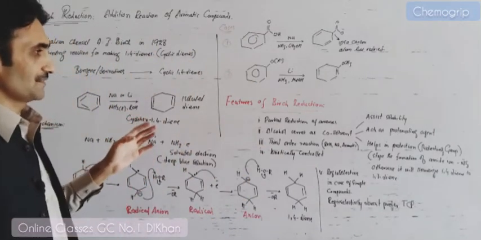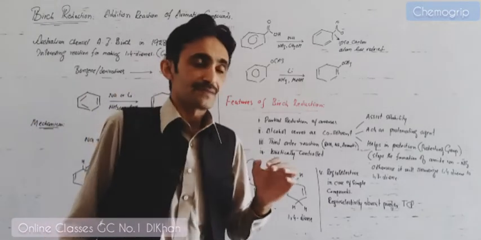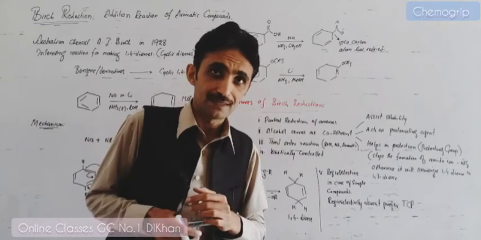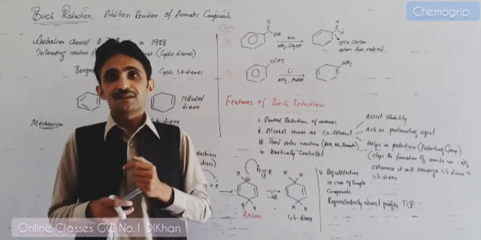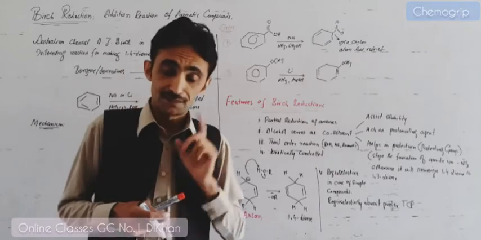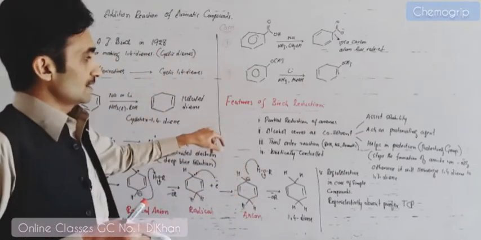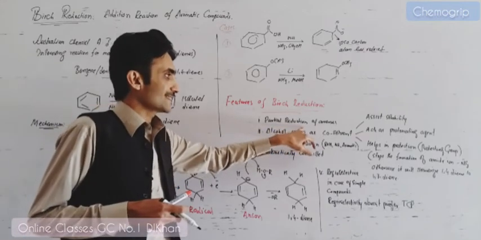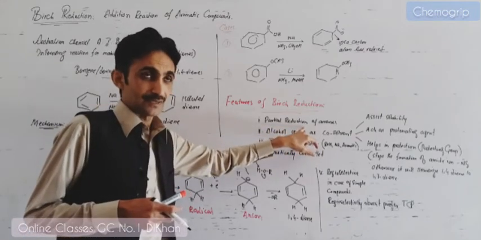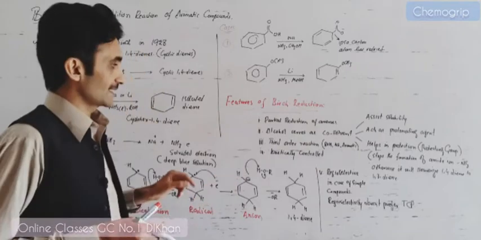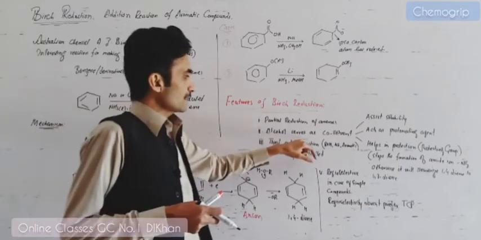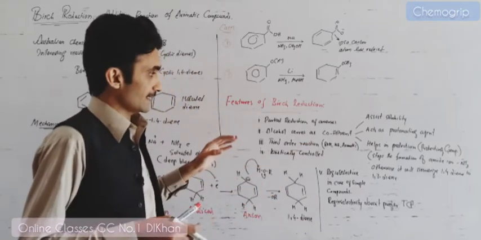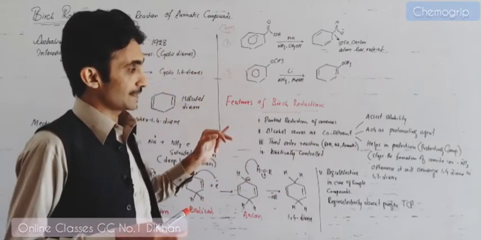There are some important features with respect to Birch reduction which should be memorized or kept in mind before addressing the Birch reduction reaction. These points include that Birch reduction is basically a partial reduction of arenes or aromatic compounds. It is partial reduction, not a complete reduction. Secondly, the alcohol serves as a co-solvent. I mean that the alcohol acts as a co-solvent. It has an important function.